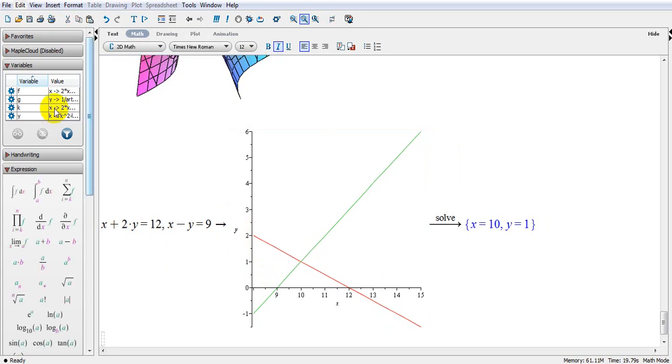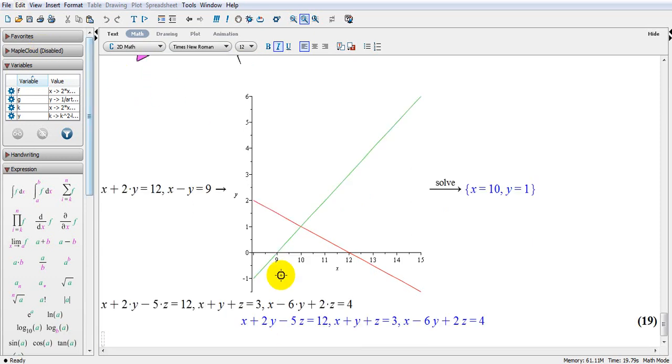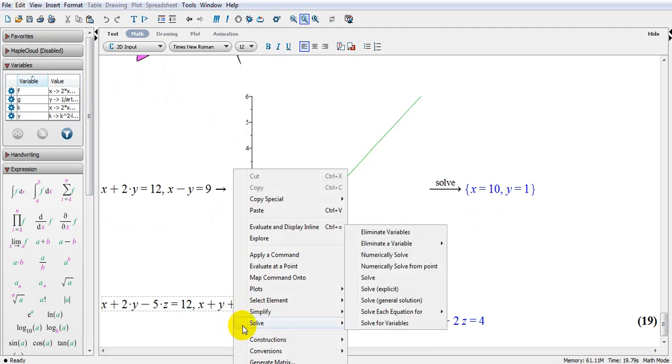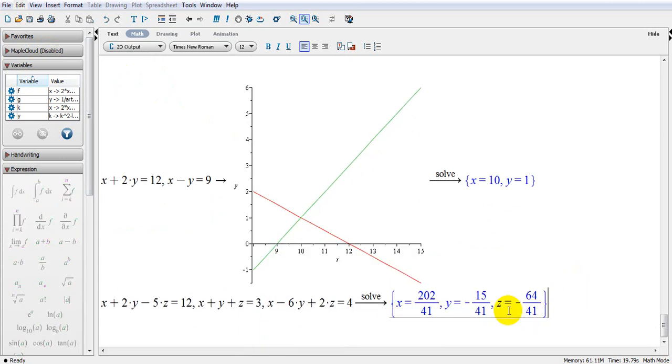I can do the same thing in 3D, so I can write x plus 2y minus 5z equal to 12, comma, x plus y plus z is equal to 3, and x minus 6y, I'm just making it up, plus 2z is equal to 4. So I have three equations. Let's see if I can find the answer here. So right click on it, solve, and these are the answers.